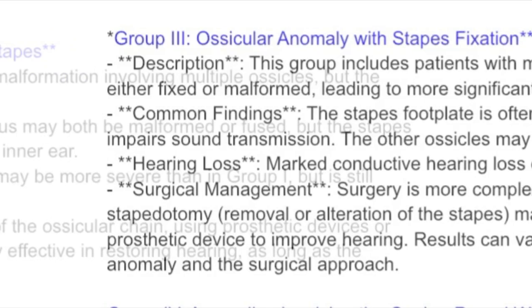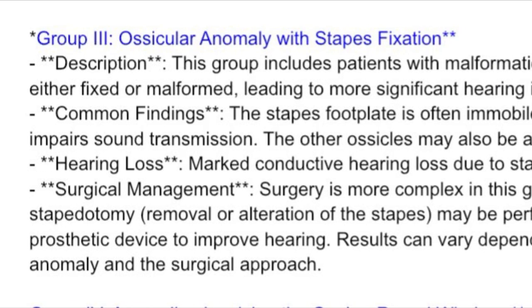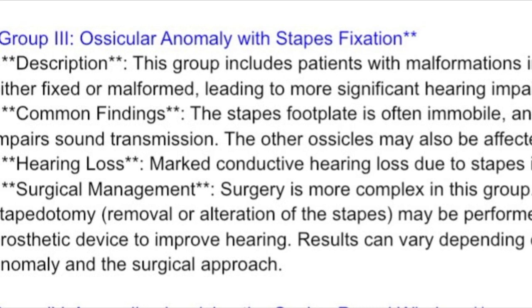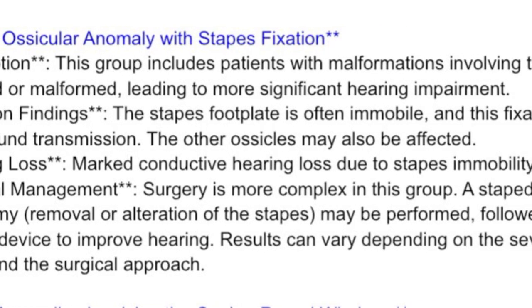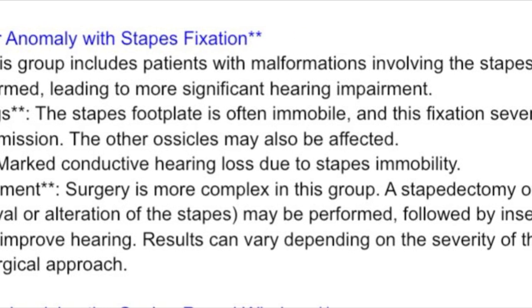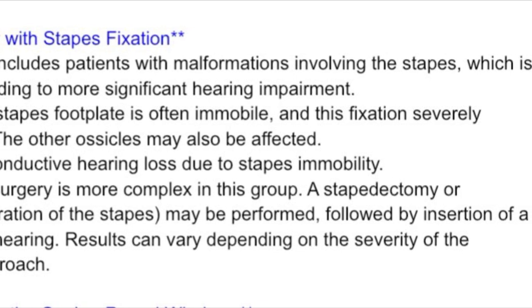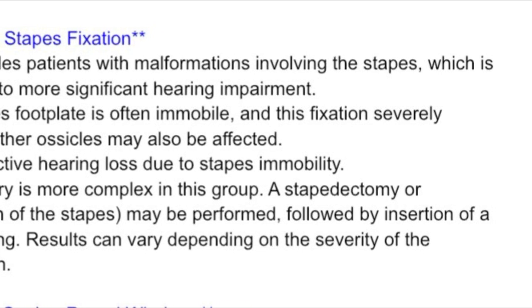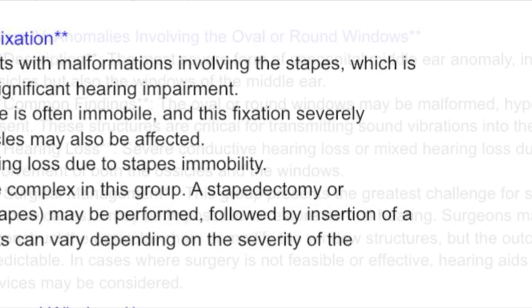Group 3, ossicular anomaly with stapes fixation. In this group, the stapes is fixed or malformed, leading to more severe hearing loss. A practical example: a 40-year-old patient experiences severe conductive hearing loss. Imaging shows a fixed stapes footplate. Here, stapedectomy or stapedotomy, followed by prosthesis insertion, may improve hearing, but outcomes vary.